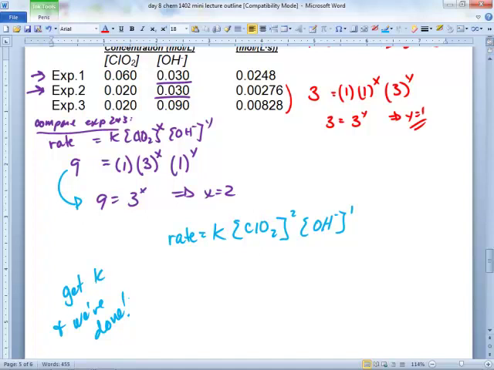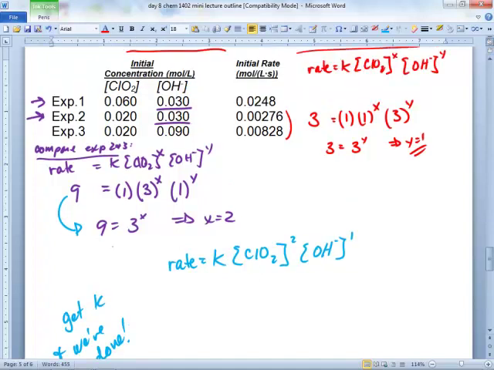We know what the rate is. Put in the number for the rate. We know what the concentration of ClO2 is. Put it in. Raise it to the 2 power. Put in hydroxide's concentration. Raise it to the 1 power. And we'll be done. No, because K is the rate constant. It's the same constant for the entire experiment. It doesn't matter. Let's figure out the units later. I'll show you. Let's get the number first.